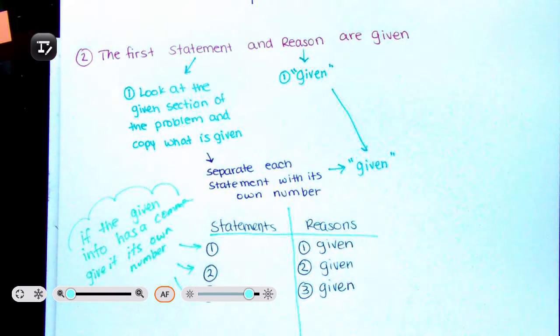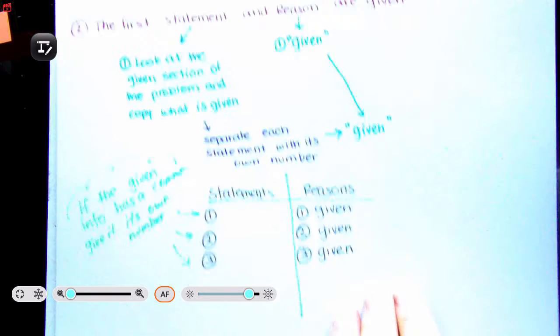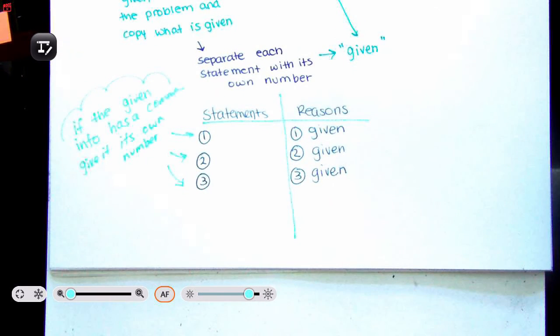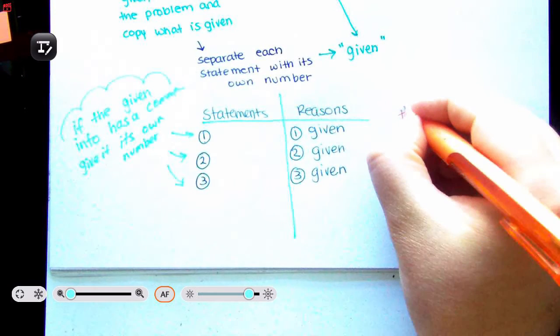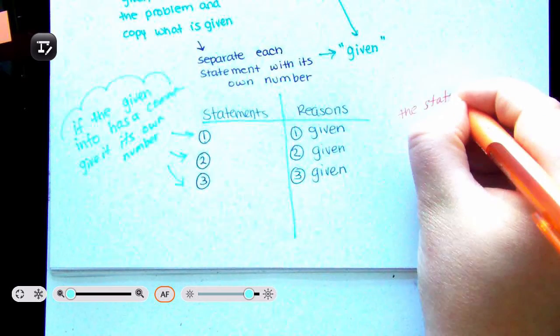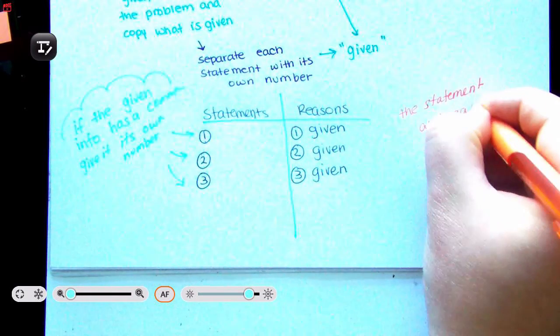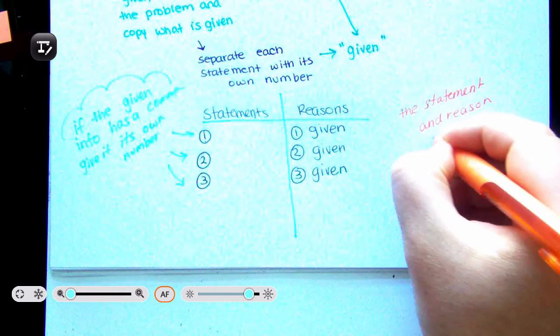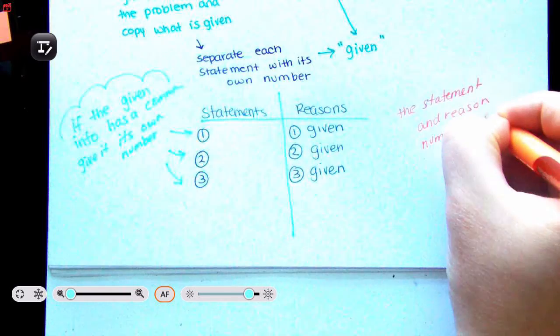Now the statement and the reason number must match. So let's add that in. For example, if statement 1 is AB and CD are congruent, how do we know it's given? So these two have to match. The statement and reason number must match.